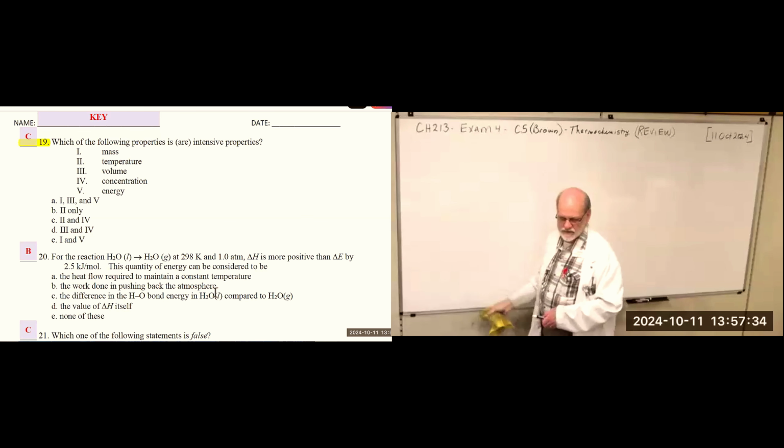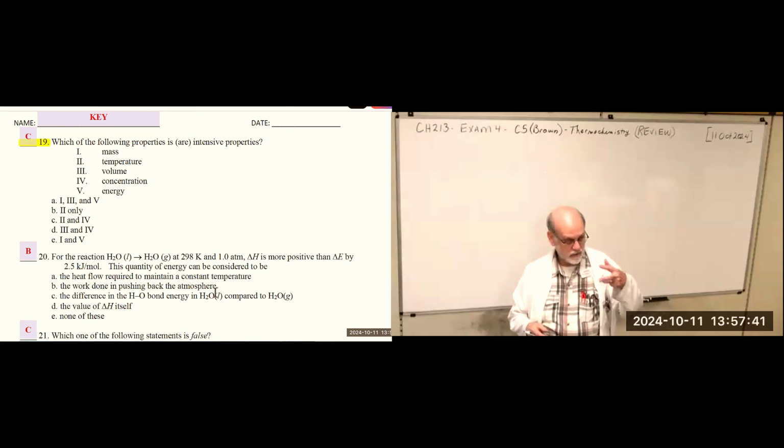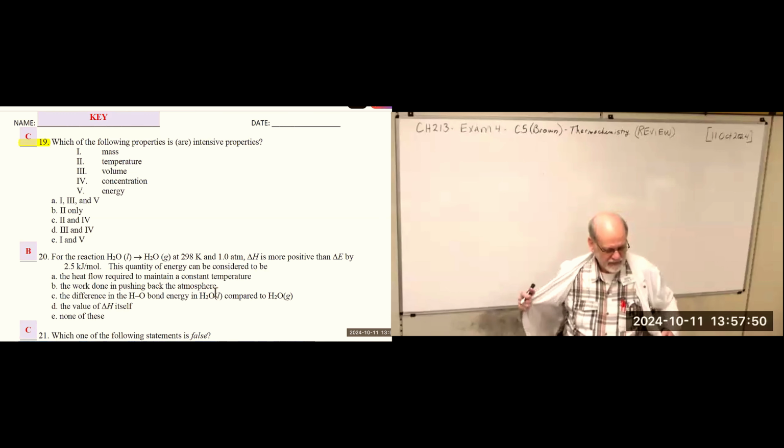Most intensive properties have units of measure that are ratios, two units in ratio somehow. Temperature is unique because temperature is an expression of the average kinetic energy of all the molecules in the substance.